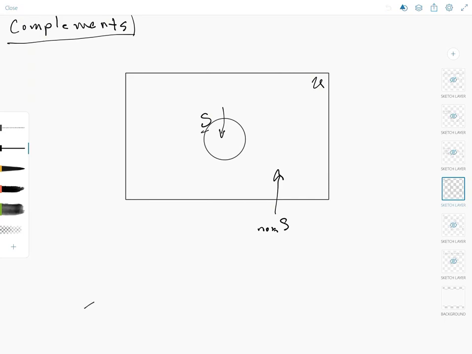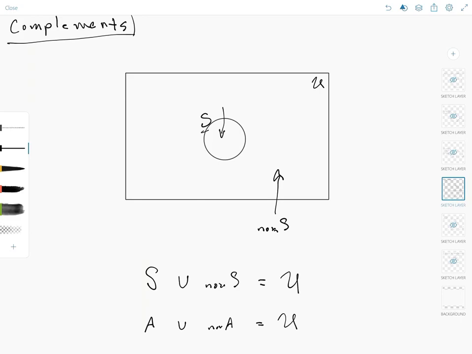If you take these two sets, like you take the set S and union, in other words, put them together with the set of non-S, what do you get? You get the whole universe. Okay, so back to our avocados. If you take the set that includes all the avocados there are, and you put them together with the set of all non-avocados, you get everything there is. So that's the relationship between complements.